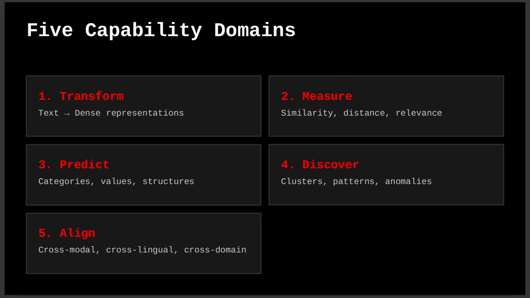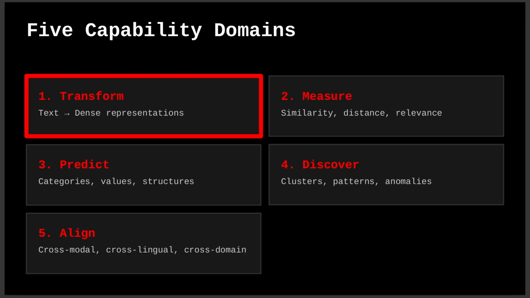So I'm going to talk about these 5 domains. And some of them are pretty quick. Some of them have a lot of cool demos, so let's get cooking. First, we'll talk about transforming text into dense representations.